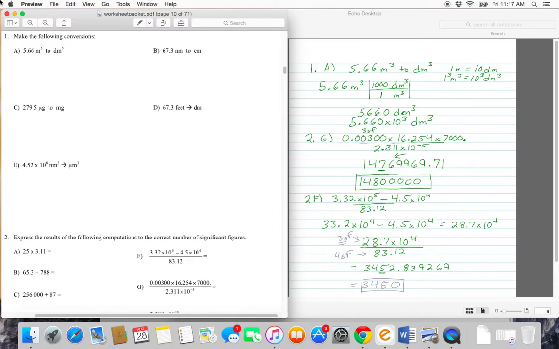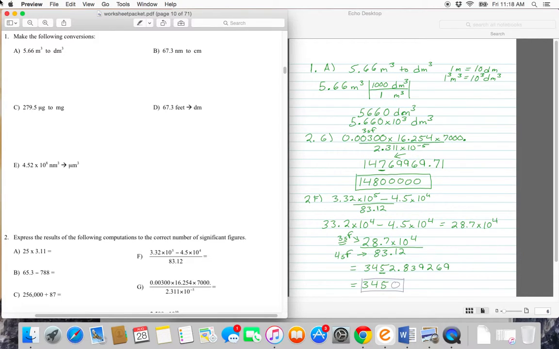3452839.269. And this is not the properly reported value because we must go back here and look at how many significant figures we have. Our numerator has 3 significant figures. Our denominator has 4 significant figures. Our answer, therefore, should have 3 because 3 is the least. That means we should be looking at the 5 because that is the third significant digit. And the number beside it is a 2. So the 5 does not round up.